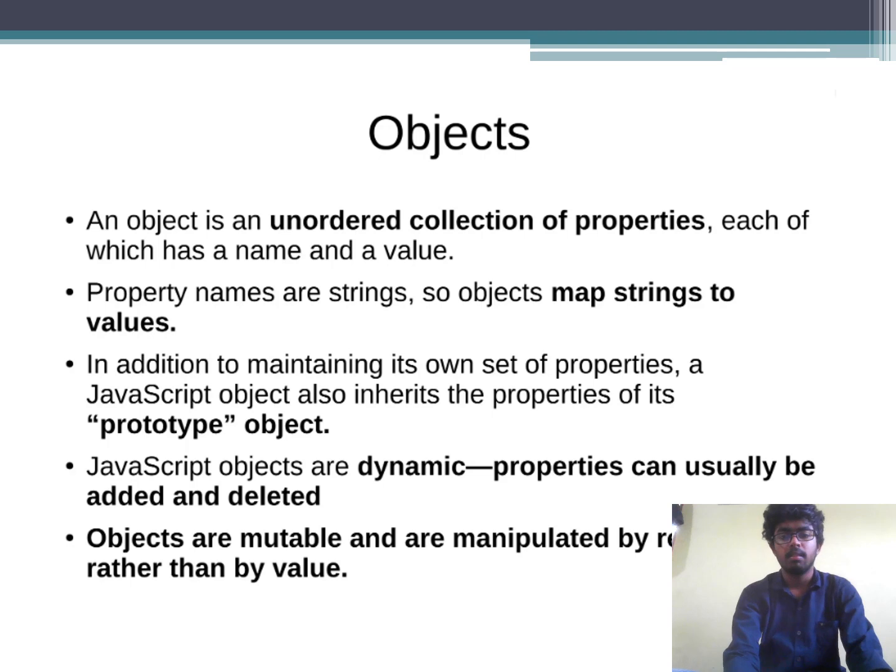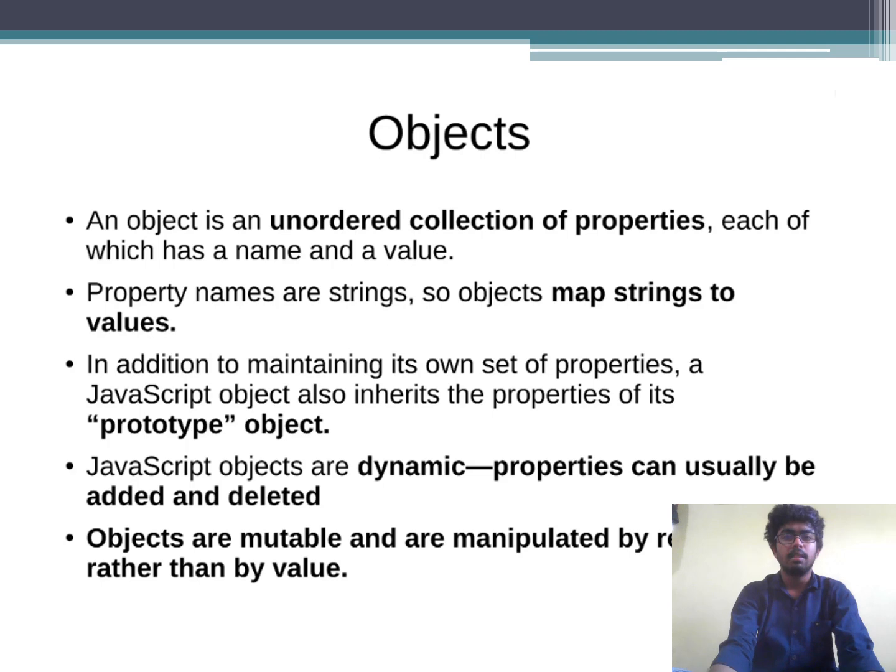Objects. An object is an unordered collection of properties, each of which has a name and a value. Property names are strings, so objects map strings to values. In addition to maintaining its own set of properties, a JavaScript object also inherits the properties of its prototype object.